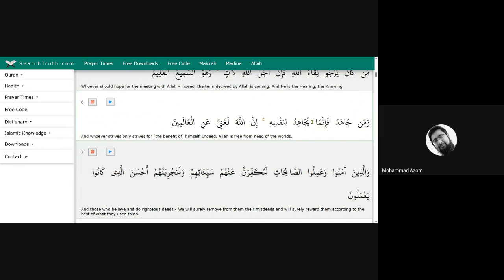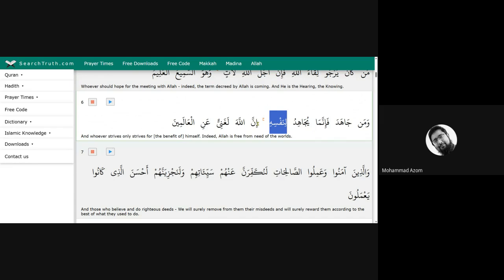And look at this. This one is the present tense. Yujahidu. So jahada is the past tense, and this is yujahidu. Li nafsihi. Li means for. Nafs, what does nafs mean? Self, like our soul or self. So li nafsihi means for his soul, his self. So you can say for himself.